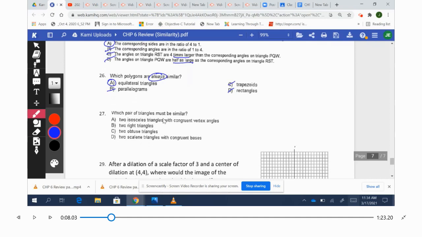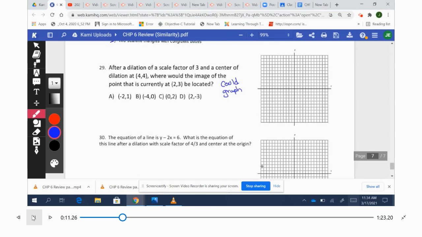All right. So which pair of triangles must be similar? I can find right triangles that have different angle measures. Same with obtuse. Yeah, same with scalene. The only thing I can't do is I can't have isosceles triangles with different base angles if their vertex angles are congruent, because triangles have to add to 180. So as soon as the vertex angles are the same, the base angles are forced to being the same. So it'll be A.